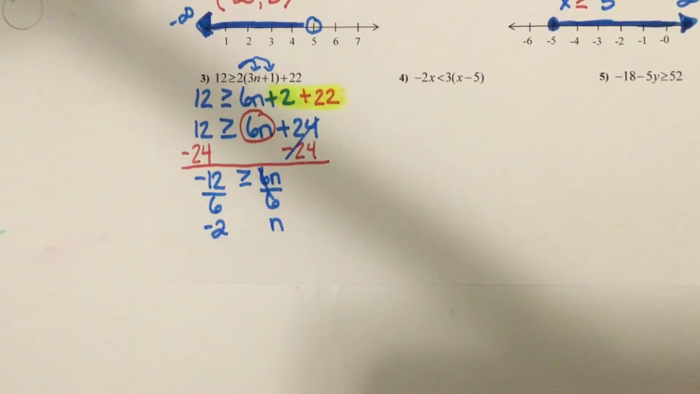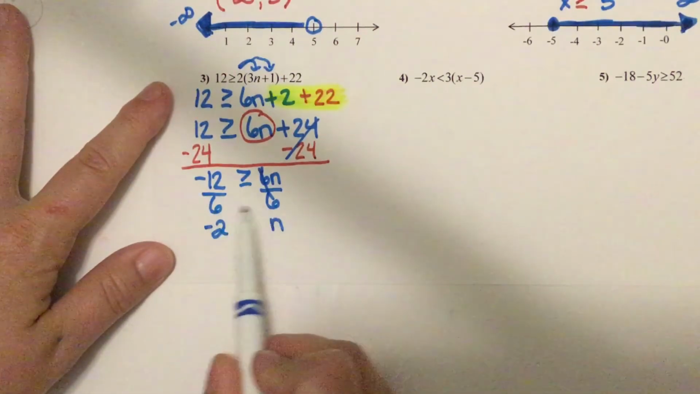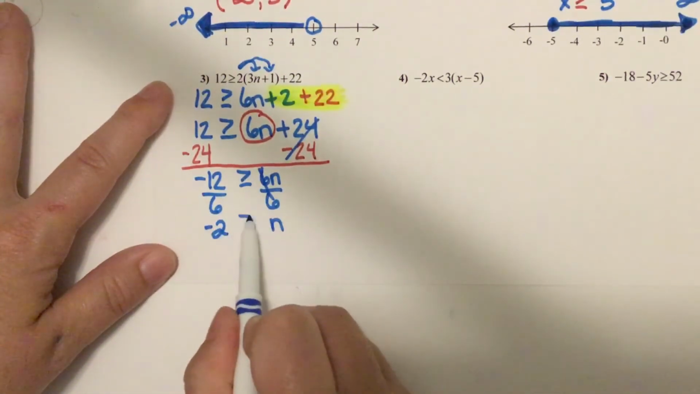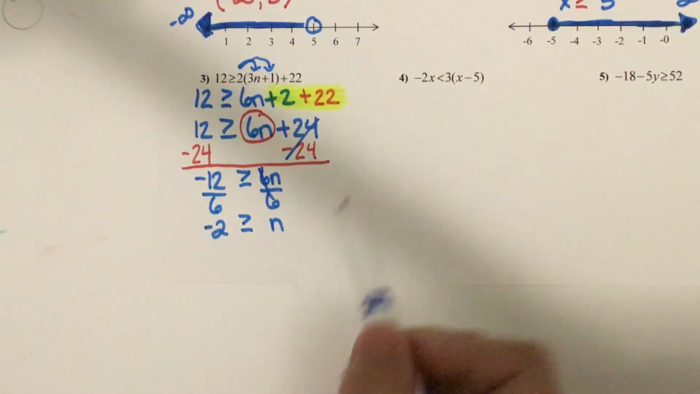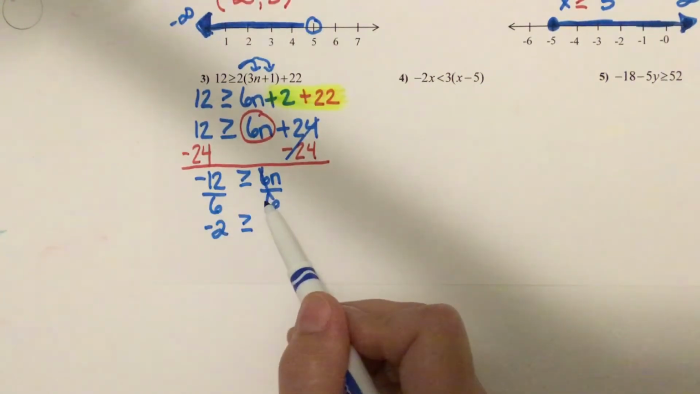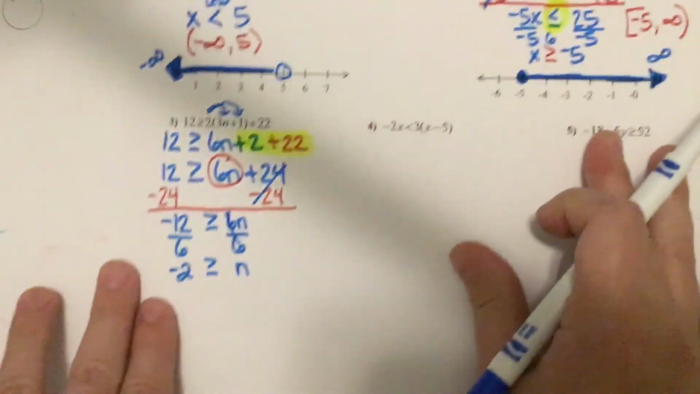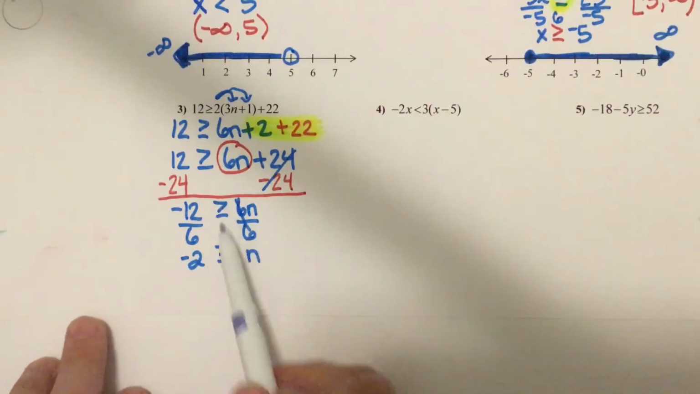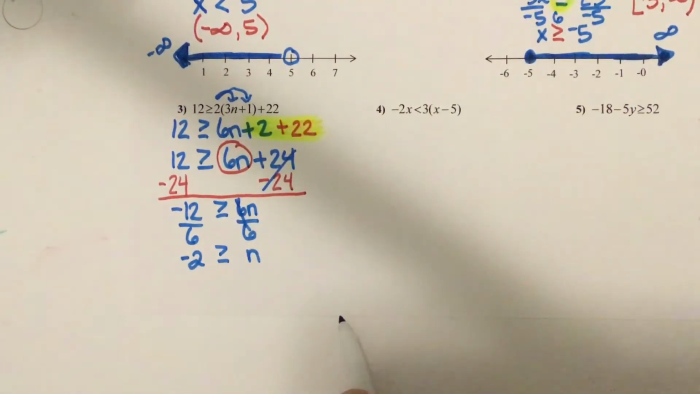Now, will I flip the sign? No. I'm dividing by a positive number, so I do not flip the sign. It doesn't matter that you get a negative answer. It matters if you divide by a negative. So, if you divide by a negative, like up here, you flip the sign. If you divide by a positive, you do not flip the sign. Okay, it's not whether you get a negative answer or not.